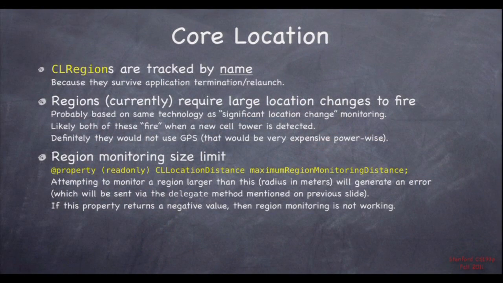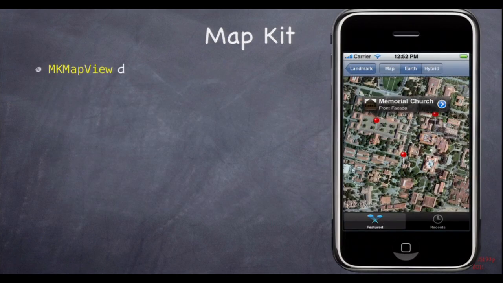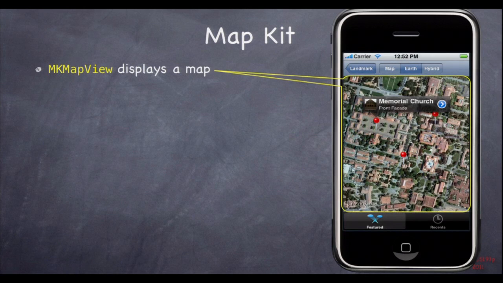All right, the regions. I'm not going to talk a lot about the regions. These CLRegions, which is how you specify a region, they're tracked by name, again, because they have to survive launching and relaunching, and you can control the limits of it, et cetera. So that's Core Location, okay, that's basic locations.